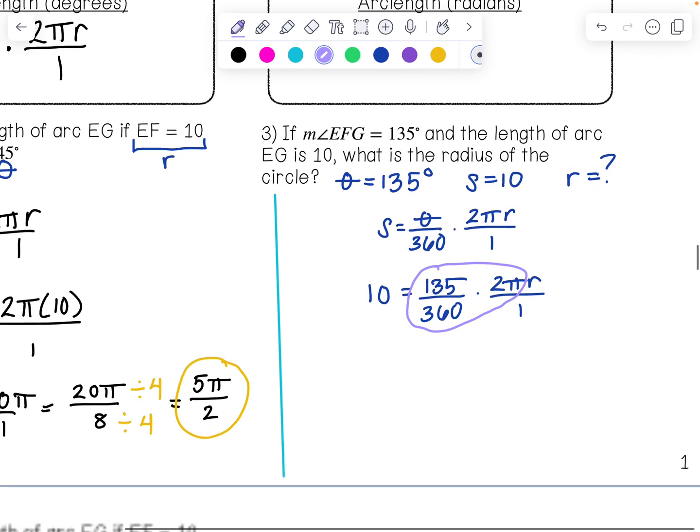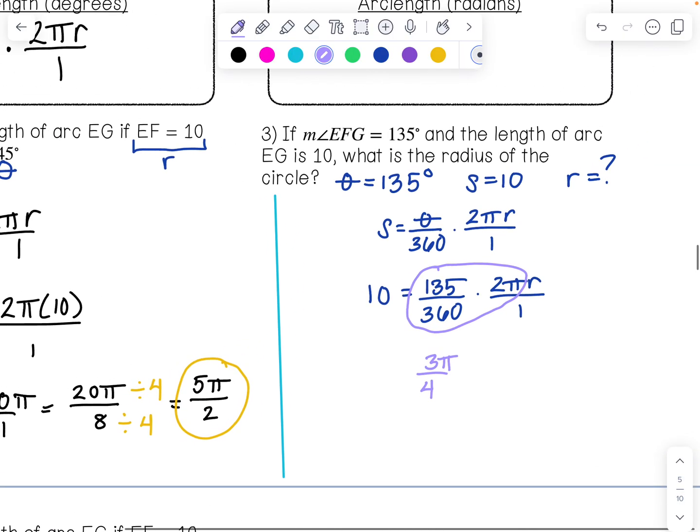So if I simplify that on my calculator, I get 3 over 4, and I'm just going to put the pi up there with the 3. So the pi is going to stay in the top because that's where it was in the problem. So that's 10 equals, and then bring down my variable of r.